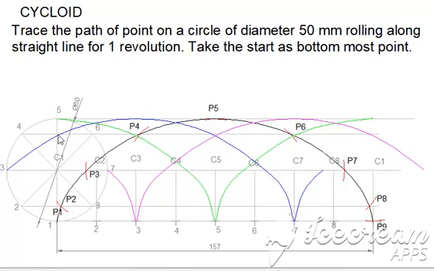Keep in mind, while marking the arc, see the number on the circle. If the number is on the right side of the center, then the arc taken should be on the right side. If it is on the left side, the arc taken should be on the left side.